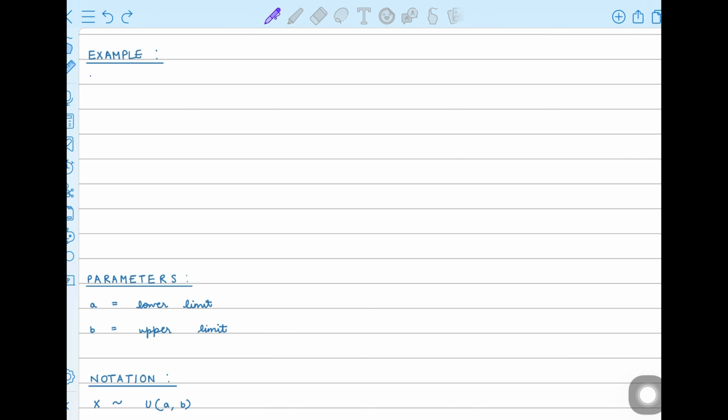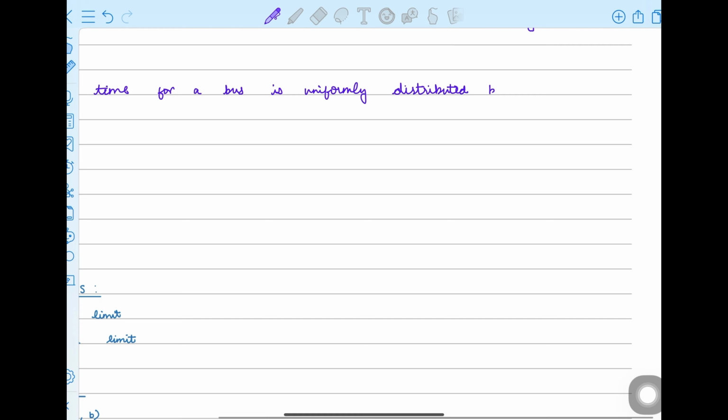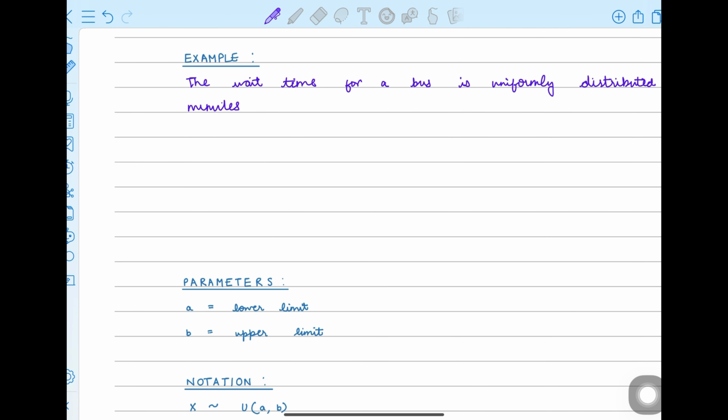For example, the wait time for a bus is uniformly distributed between 0 to 15 minutes. Find the probability density function.